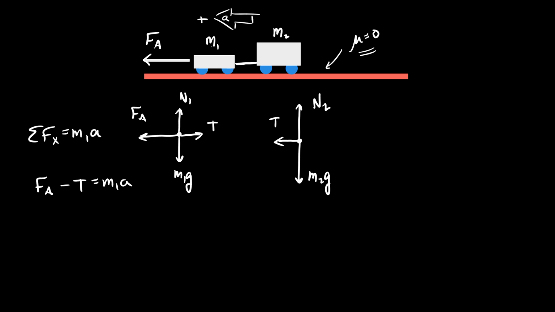I have made the common positive direction to the left. So when I look at the forces acting on M2, I'm just going to have tension acting to the left, and it'll be positive. And that's going to equal M2A. All right, as I tend to like to say, that's what Newton's laws can do for you.